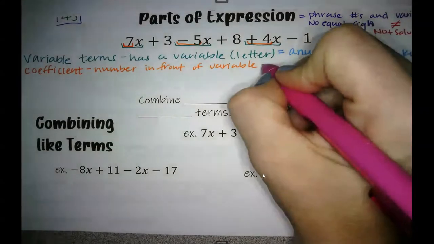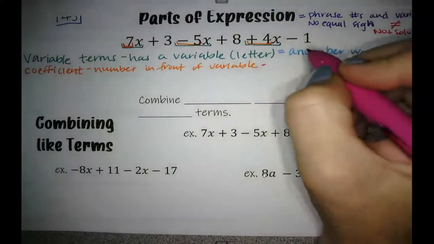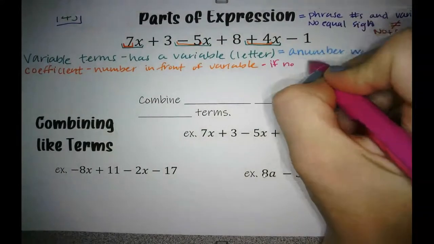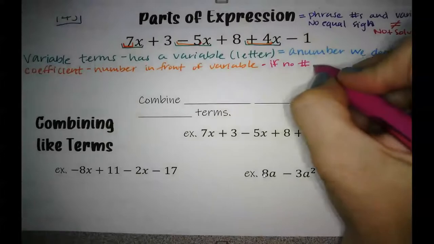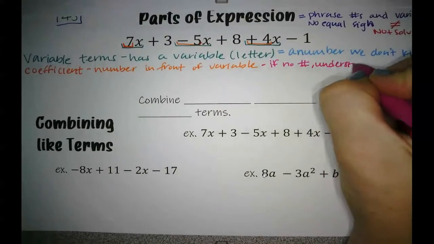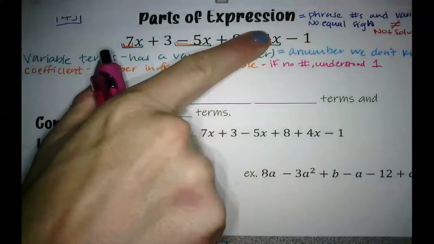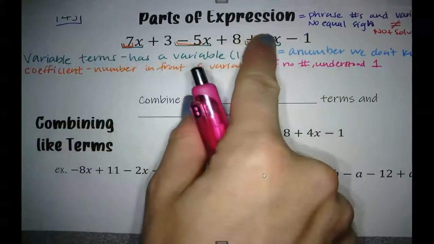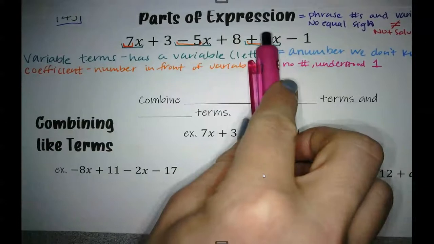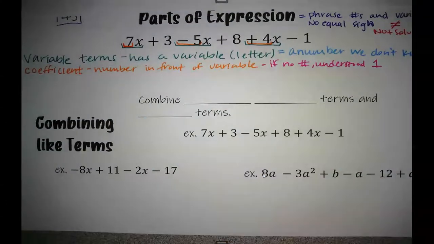And if there's no number, then it's an understood one. So if instead of 4, this was just, let's see if I can cover it up, plus x, then that would be plus 1x. That would represent 1.